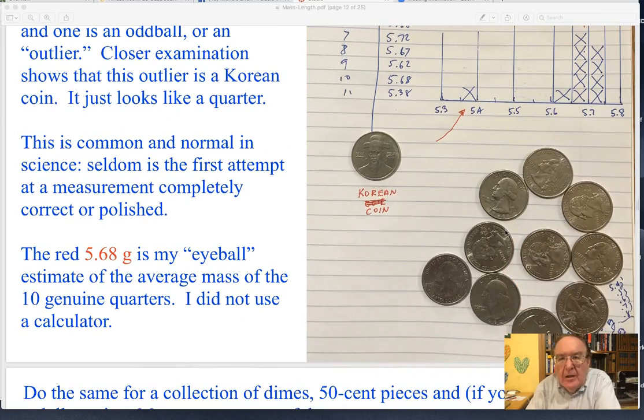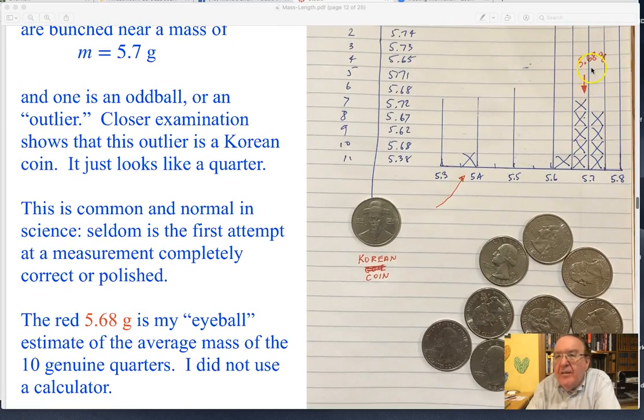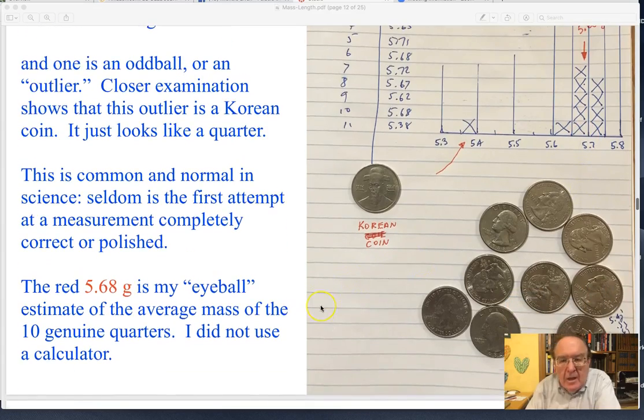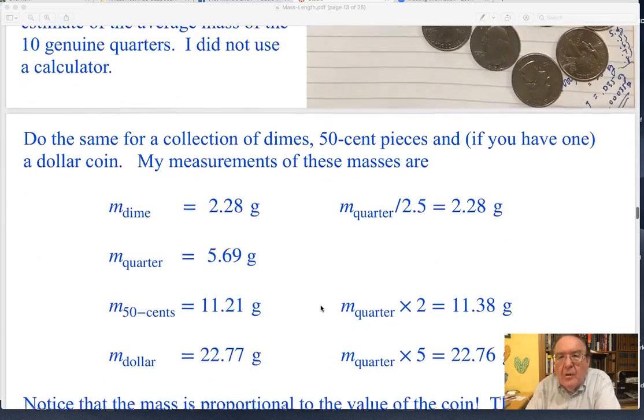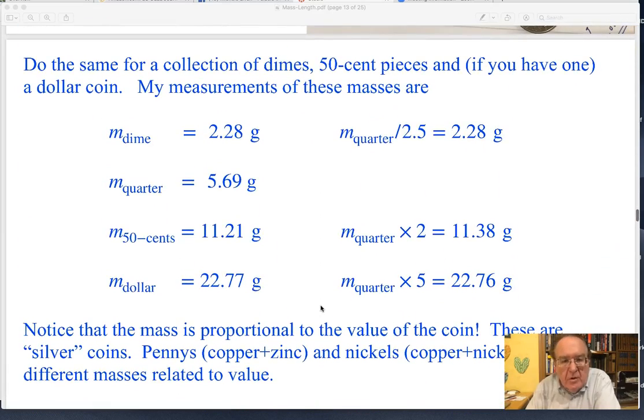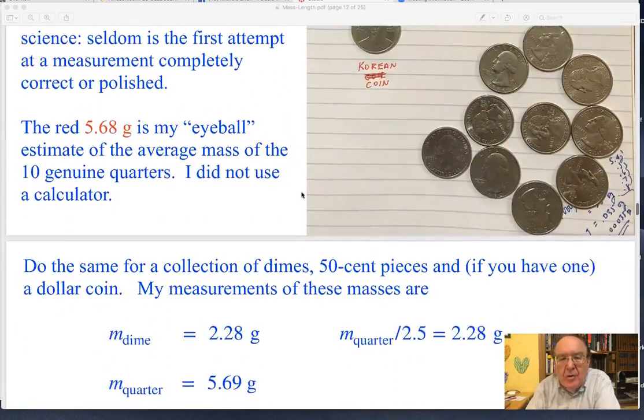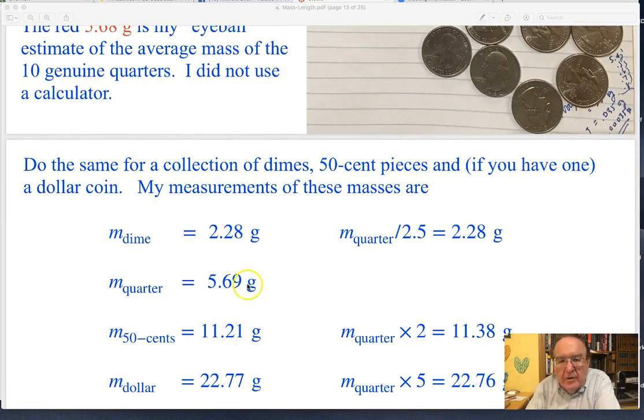Now, in estimating the 5.68 grams, I did that by eye. I didn't use a calculator. I could easily have taken a calculator and added up all these numbers and divided by 10. I should do that, but 5.68 is an eyeball estimate, perfectly good. Now, the thing for you to do is to measure, get all the coins you can. And the mass of a quarter here, I put it down as 5.69. It should have been 5.68 actually.